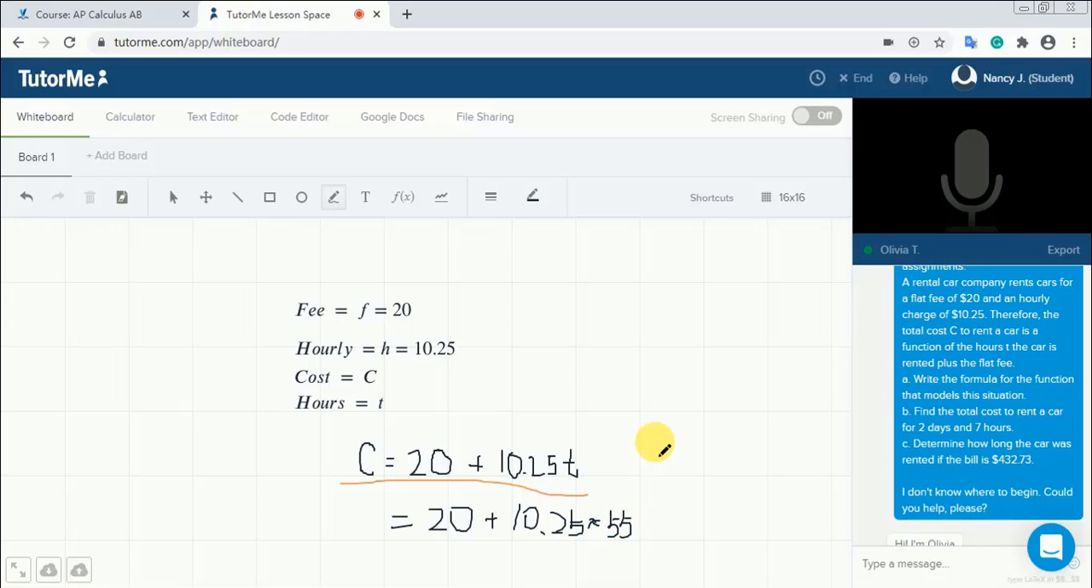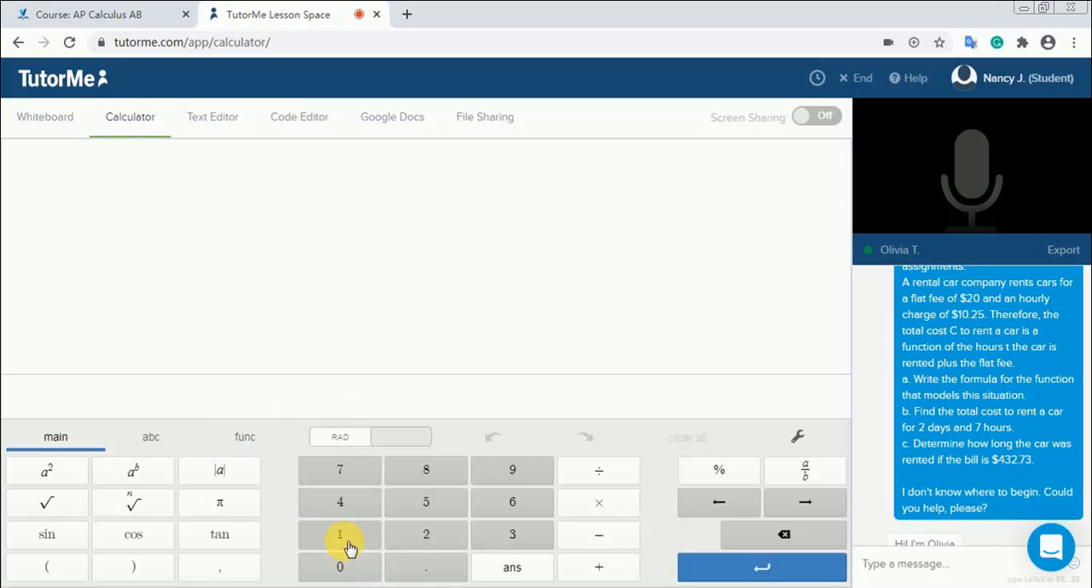I think I need a calculator. If you go up at the top on the left, see, there's a calculator up there. There, yeah. So it was 20. Yeah, there we go.